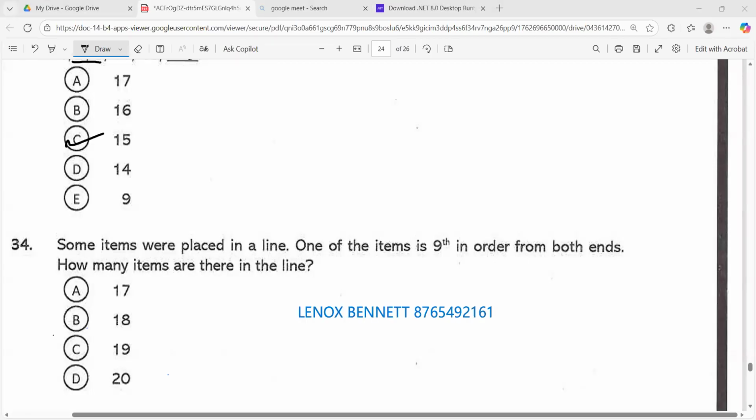If there are nine items, and an item is in ninth place in order from both ends, that means that would be one, and then there would be eight on both sides, and 8 plus 8 is 16 plus 1 is 17. Simple as that, right? Because it will be ninth from either side. So that's 17. Very good.